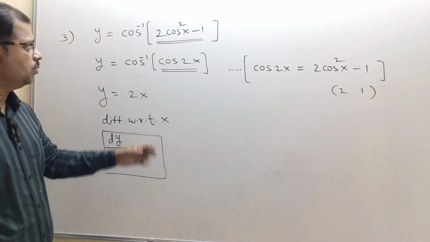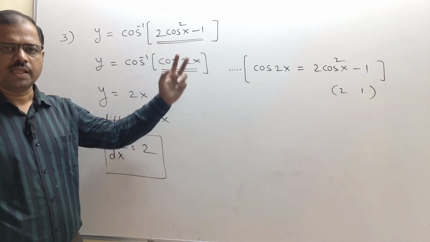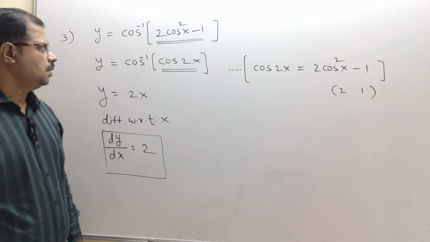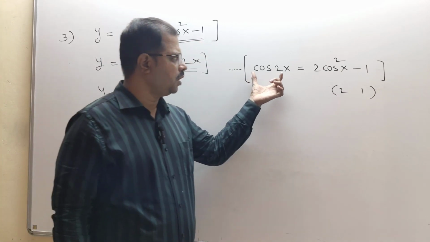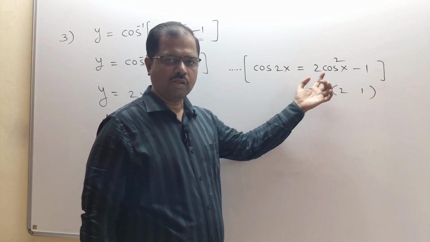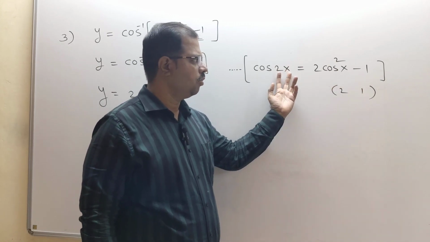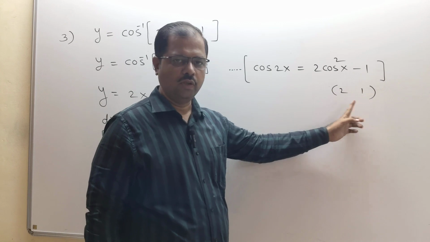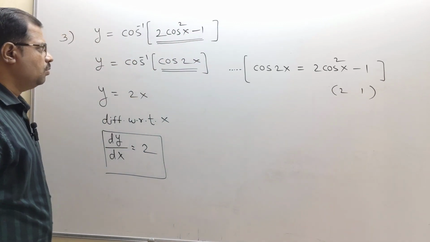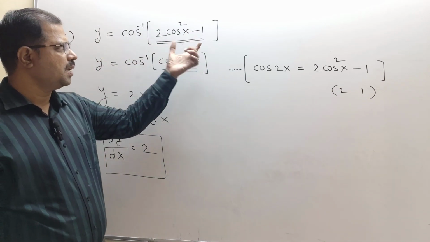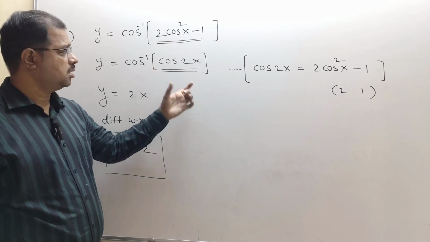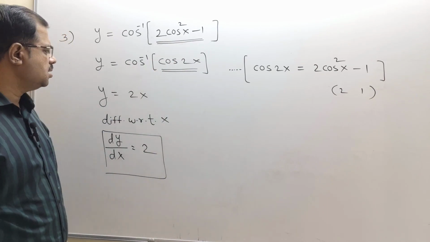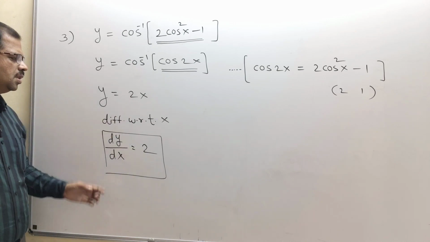Next, y is equal to cos inverse of 2 cos square x minus 1. Now for 2 cos square x minus 1, we have another formula: cos 2x is equal to 2 cos square x minus 1. Therefore, instead of 2 cos square x minus 1, we write cos 2x. Cos inverse and cos get cancelled, y is equal to 2x.